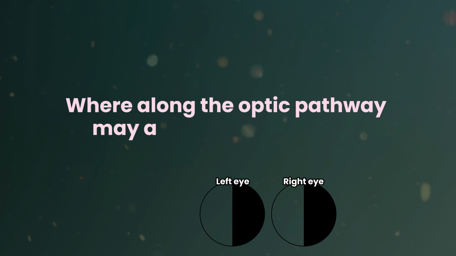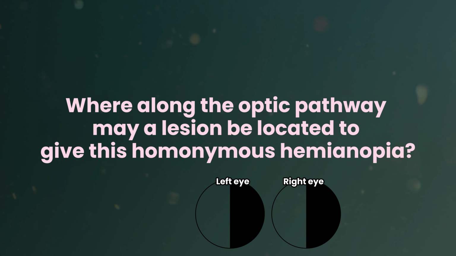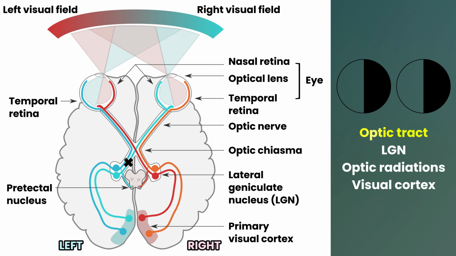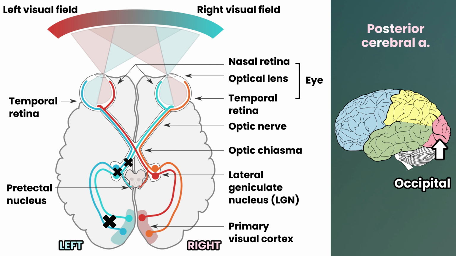Where along the optic pathway may a lesion be located to give this homonymous hemianopia? A lesion in the left optic tract or lateral geniculate nucleus can cause this defect, as may a large lesion of the optic radiations or a lesion in the left visual cortex. An ischemic stroke involving the posterior cerebral artery can cause homonymous hemianopia. The posterior cerebral artery supplies the occipital lobe.